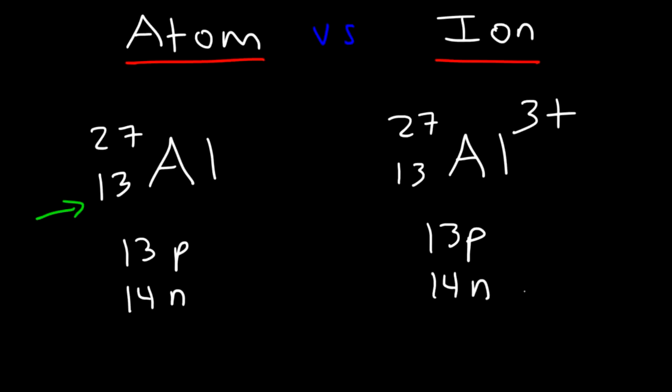Now the electrons are different. In an atom, which is electrically neutral, the number of electrons is going to be the same as the number of protons. To calculate the number of electrons, you can use this formula. It's equal to the atomic number minus the charge.